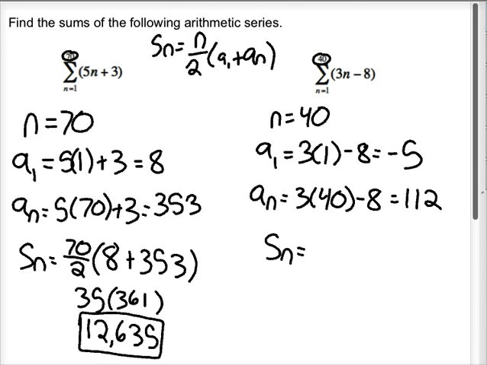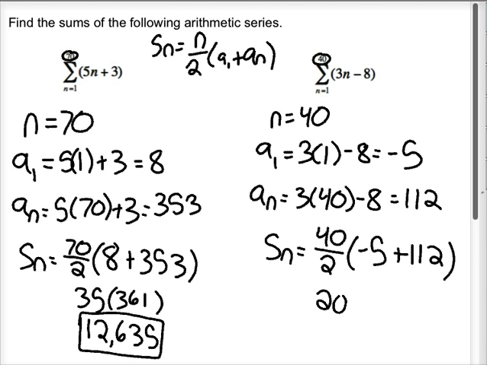And now we plug that into our sum. N, which is 40, divided by 2, a1 plus an. So we have 20 times 107. 20 times 107 is 2,140 for that sum.